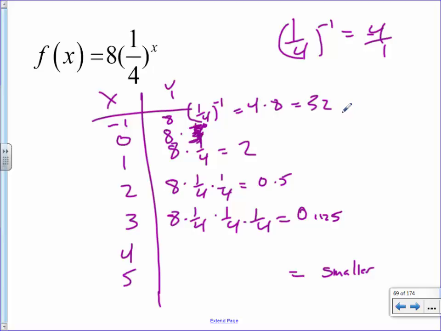Rather than the graph growing in the positive x values, it actually grows in the negative x values.